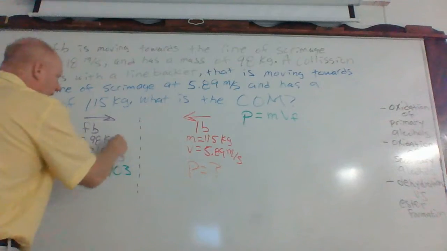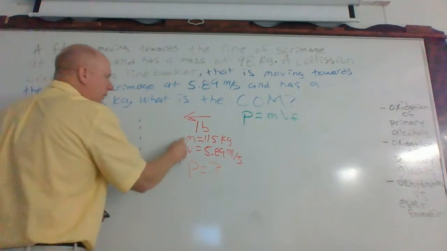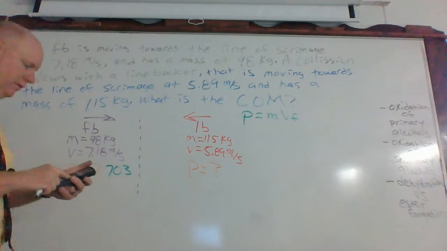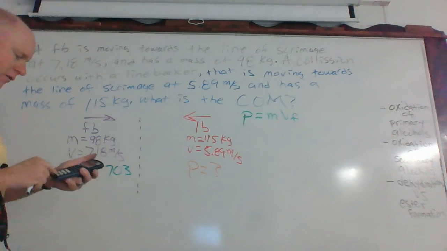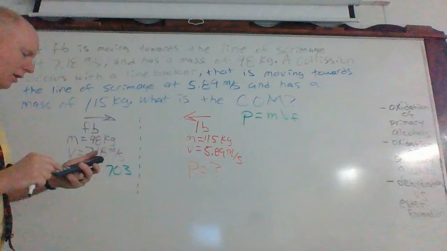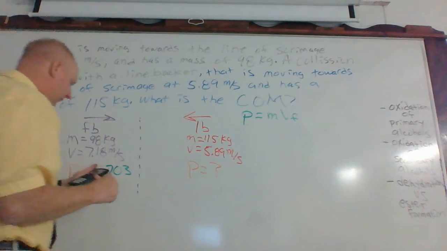So if we multiply these two numbers, we're going to do the same thing here. That would be 115 times 5.89, and it gives us 677.